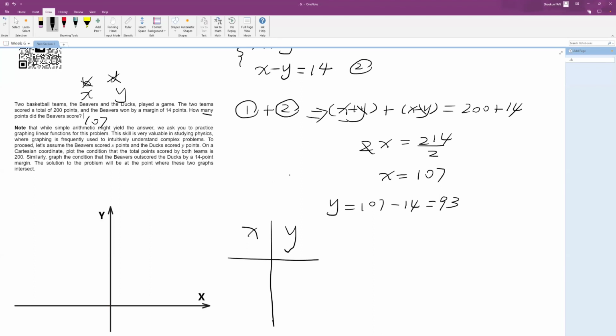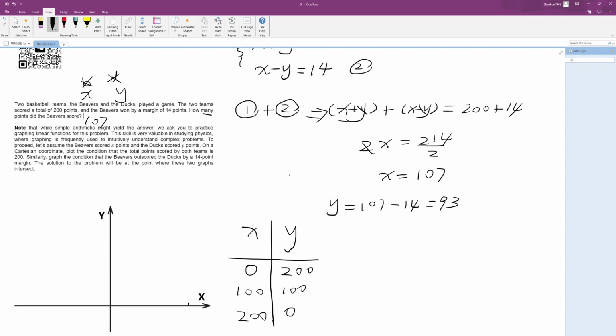So let's say if x equals 0, in order for the sum to be 200, then y needs to be 200. If x is 200, then in order for the sum of x and y to be 200, y also needs to be 0. And similarly, if y is 200, x needs to be 0, right?